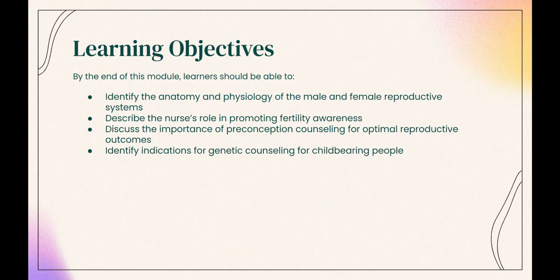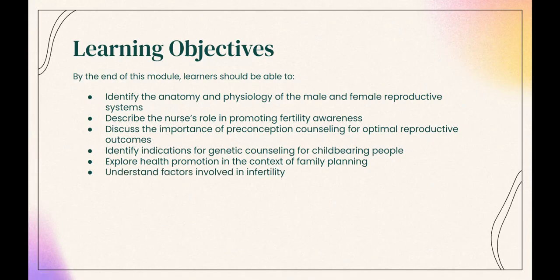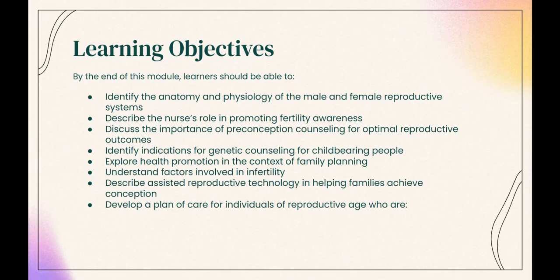Identify indications for genetic counseling for childbearing people. That's very brief because it's a whole separate course, genomics. Explore health promotion in the context of family planning. Understand factors involved in infertility. And we'll talk a little bit about the nurse's role in helping couples struggling with that issue.